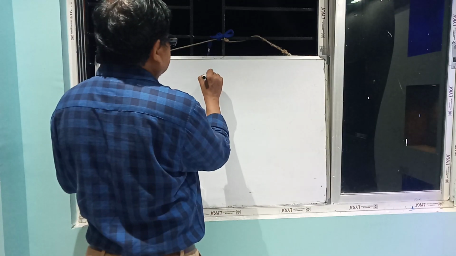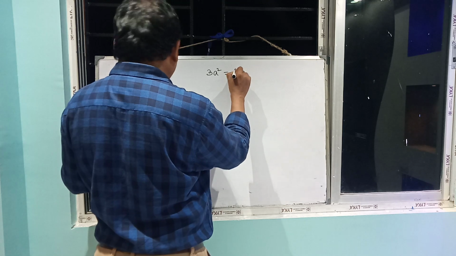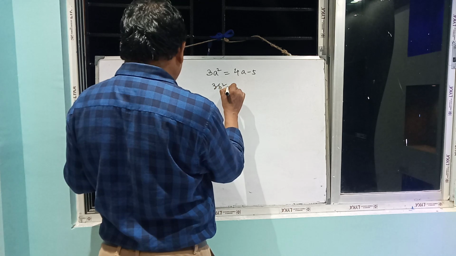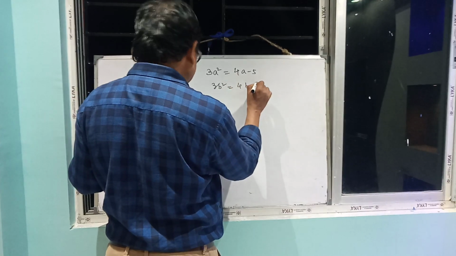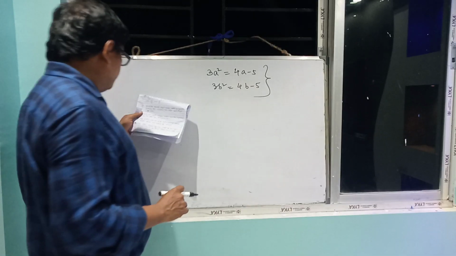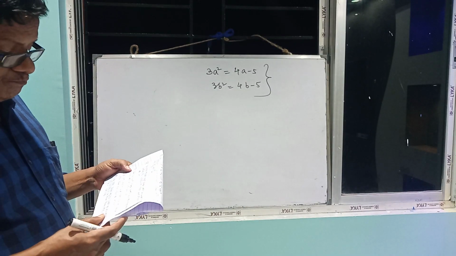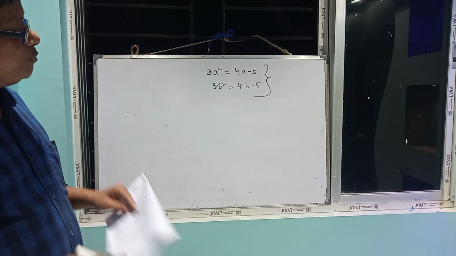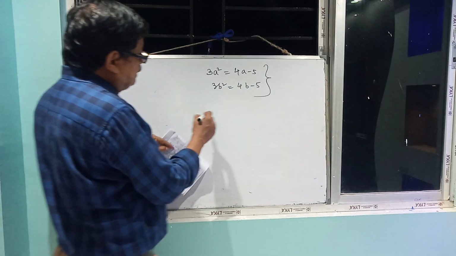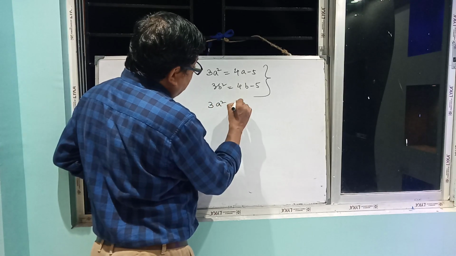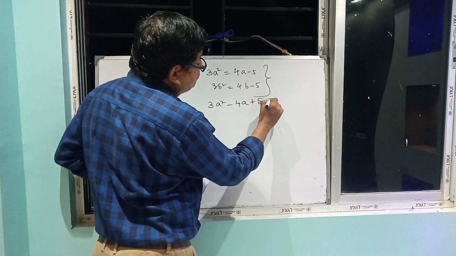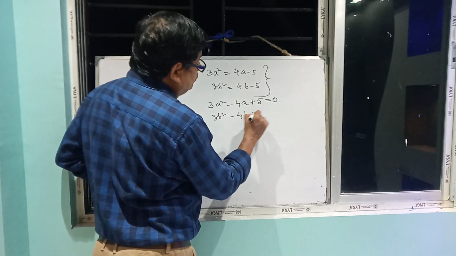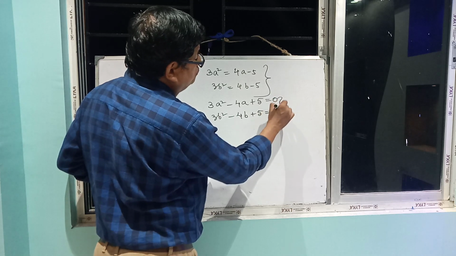3a square equals 4a minus 5 and 3b square equals 4b minus 5 are given, where a is not equal to b. Find the value of a square plus b square. See, these two equations can be written as 3a square minus 4a plus 5 equals 0, and 3b square minus 4b plus 5 equals 0.